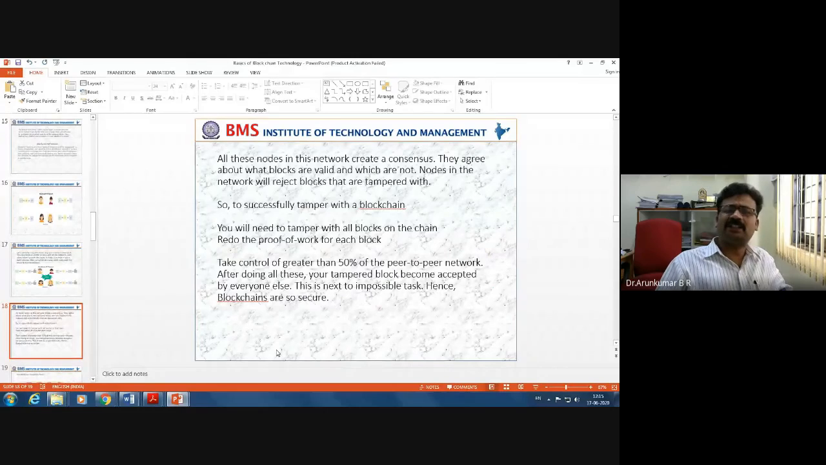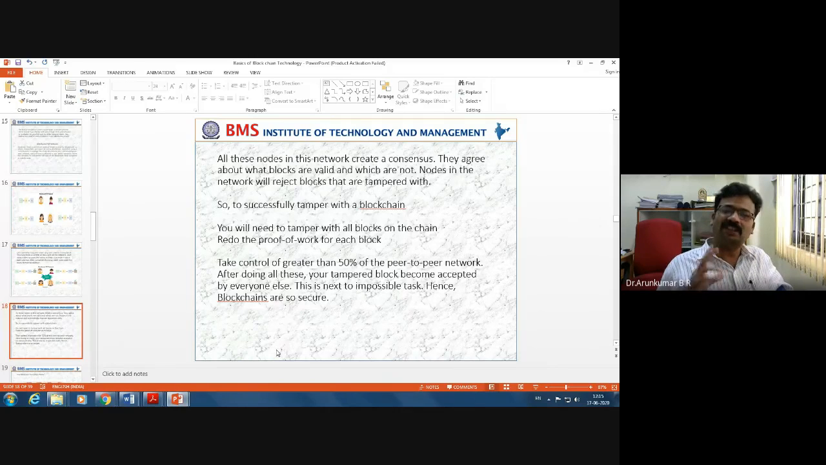All these nodes in the network create a consensus. Consensus is like an agreement. They agree about what blocks are valid and which are not valid. They come to a common agreement: yes, this block can be added because it's a valid block. Nodes in the network will reject blocks that are tampered with. If some changes have been done or tampered, then the nodes will reject the block.